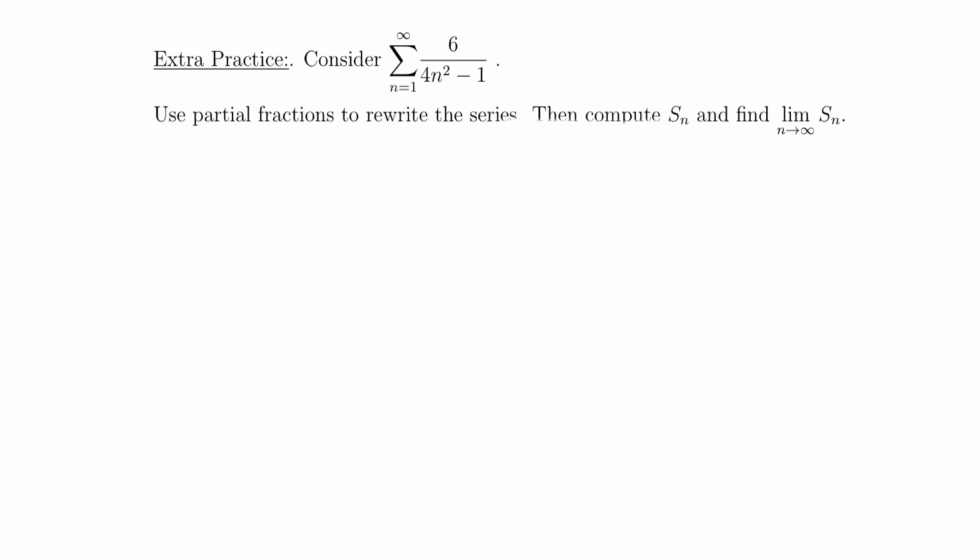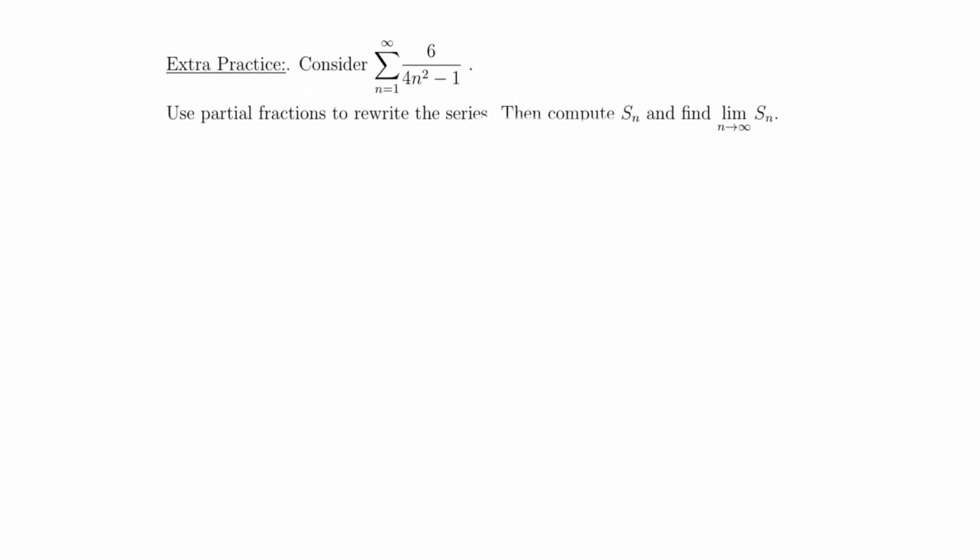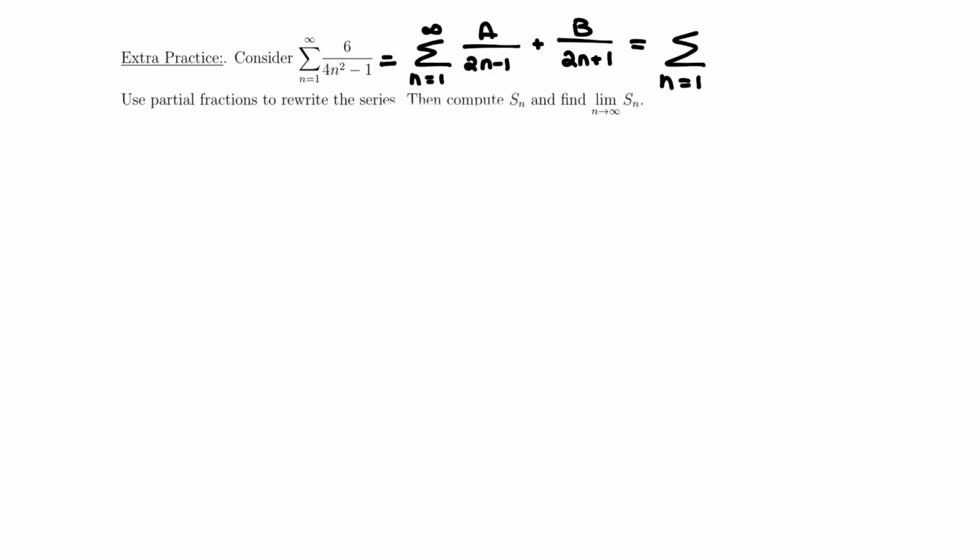Here's your practice. Take 6 over 4n squared minus 1 and do the same thing we just did. Rewrite it as a partial fraction decomposition. Compute S sub n, the nth partial sum, and then find the limit as n goes to infinity.